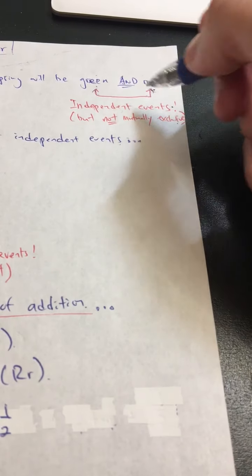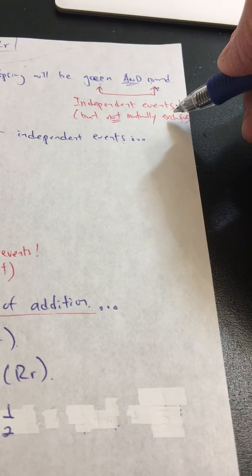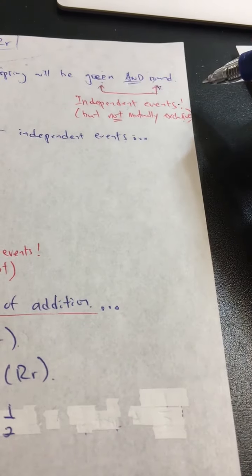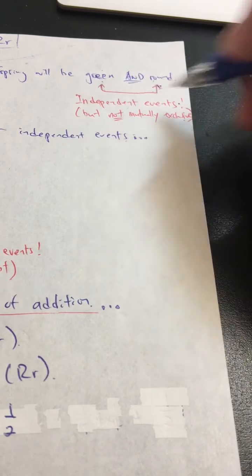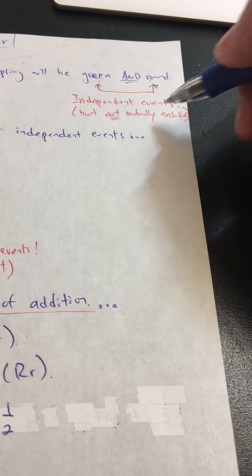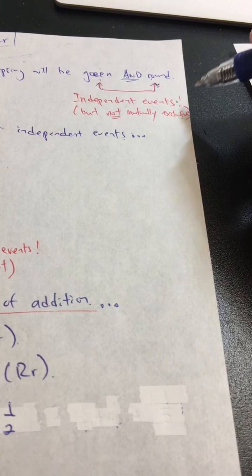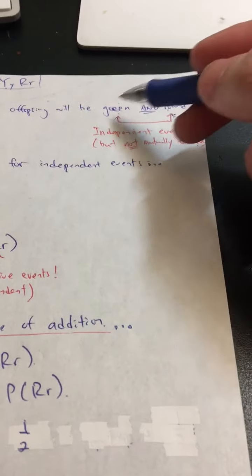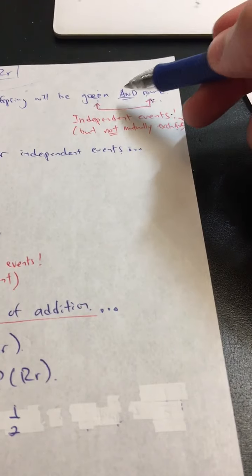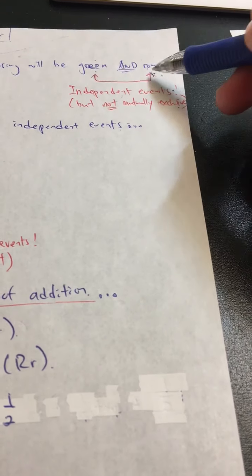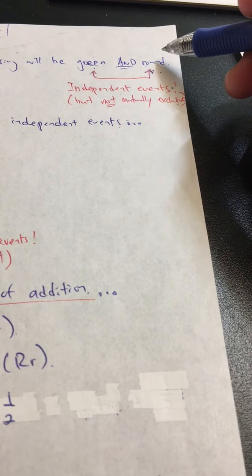An example of mutually exclusive events would be being green and yellow. In this case, you can't be both green and yellow, so those two events are considered mutually exclusive. But being green and round, these two events are not mutually exclusive, meaning that they can both occur at the same time in the same individual.